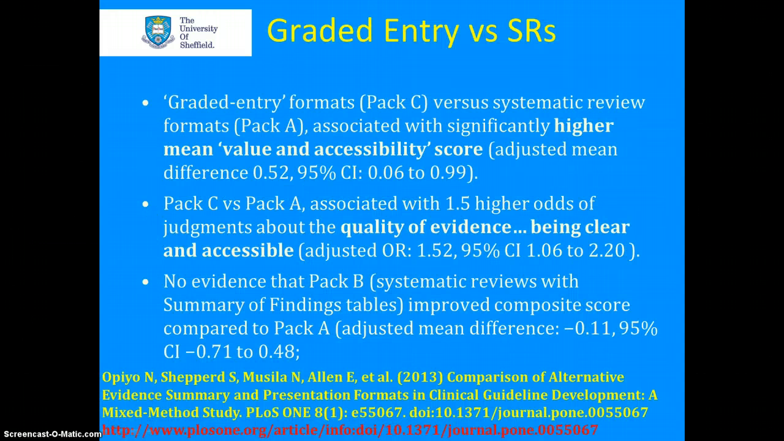This is a research study that compares different formats given to decision makers, and it looks at such things as the value and accessibility, the clarity, and the quality of the evidence. And what it reveals is that a graded entry format like the 1:3:25 approach rates more highly with decision makers than a systematic review format. And in a way, this is a justification for this particular module because this has been produced as an alternative to a more conventional systematic reviews module.